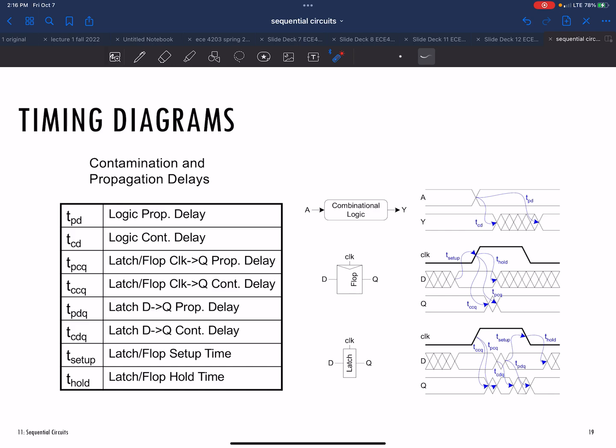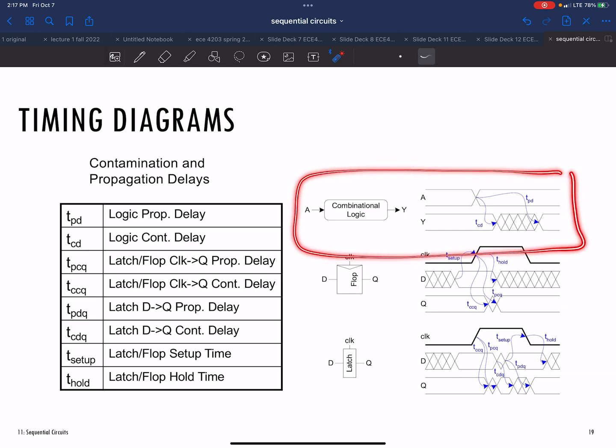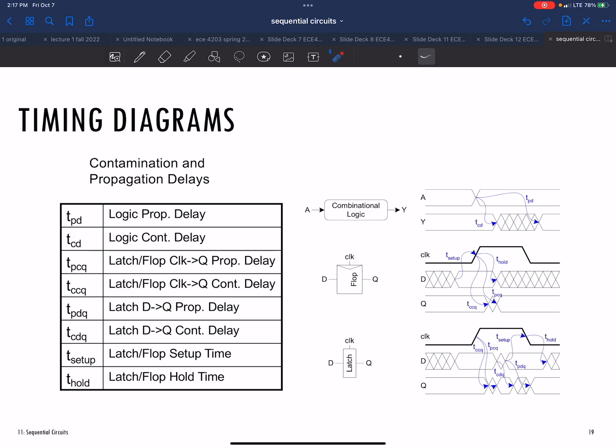Okay, so now we talked about this is functionally what happens, but there are also delays through these circuits. It takes a certain amount of time between when the clock shows up and when the output shows up on the output, or from when the input changes and it shows up at the output. Okay, so let's talk about all the possibilities. First, let's look at the combinational logic. Okay, imagine if this is a NAND gate.